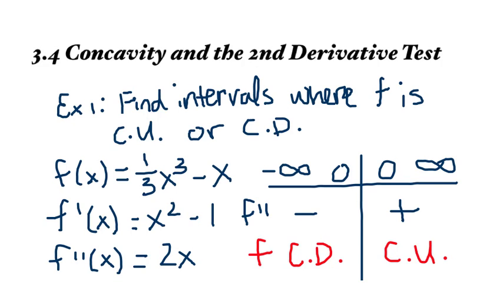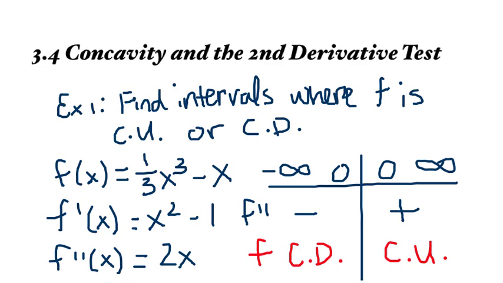Allow me to redeem myself and finish the notes properly on section 3.4 regarding concavity and the second derivative test. So where we left off, I believe, was me giving you this example. Find the intervals where f is concave up or concave down given the function 1/3 x cubed minus x.